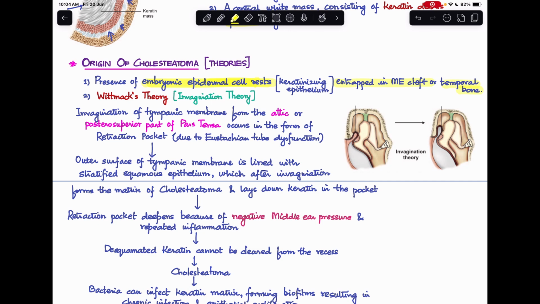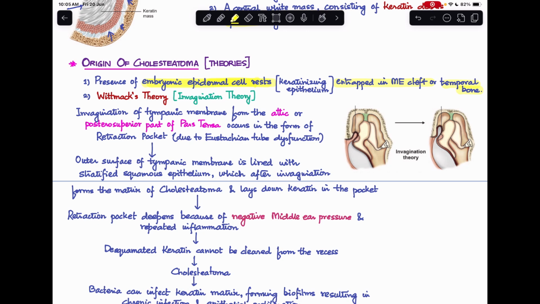Usually, these embryonic epidermal cell rests disappear over time, but if they end up persisting, it can lead to the development of congenital cholesteatoma. Now, we'll discuss four different theories which describe acquired cholesteatoma. I'll also talk about the different types of cholesteatoma right after this. So, first, let's talk about the theories.